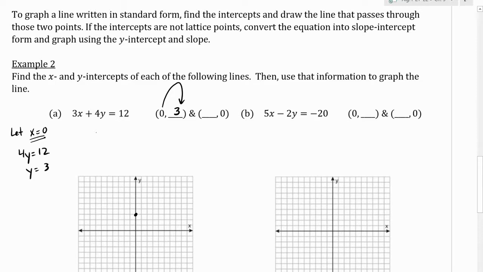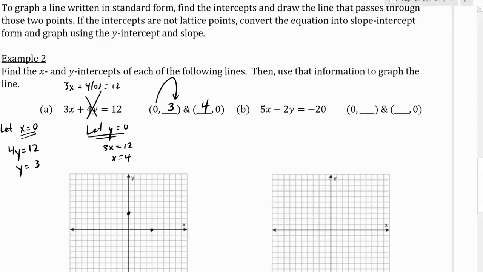If I let y equal 0, then this part disappears because it'd say 3x plus 4 times 0 is 12. Well, that's just saying 3x is 12. So x is 4. On the x-axis, 1, 2, 3, 4, I'm going to go to x is 4 and put a point. And how many points do you need to make a line? Two different ones. That's all you need. That's two distinct points.